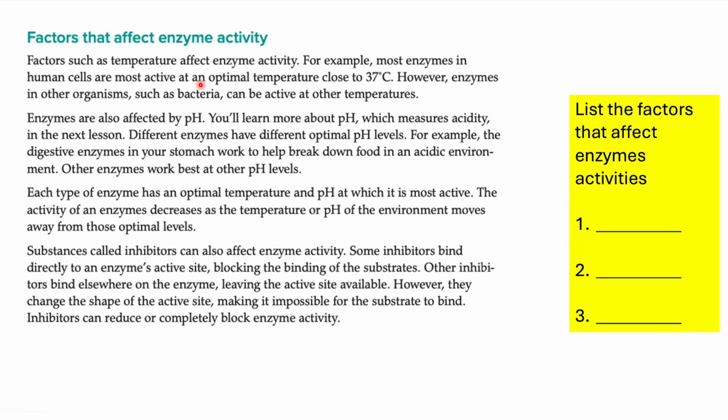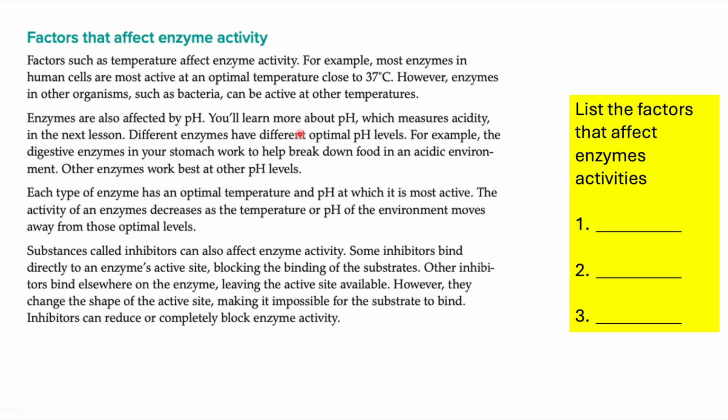What do we mean by optimum? Optimum is the right amount of temperature or the measure of pH that makes the function of the enzyme perfect. For example, let's read here. Most enzymes in human cells are most active at an optimal temperature close to what? 37 Celsius degree. Does that mean at 36 this enzyme will not work? It will work, but the more efficient work will be at which temperature? 37 Celsius degree. That's why we call it the optimum or the optimal temperature.